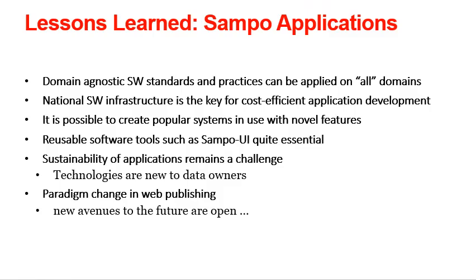The work presented on developing Sampo applications demonstrates that domain-agnostic semantic web standards and practices can be applied in virtually all domains. A national semantic web infrastructure is the key for cost-efficient application development. It is possible to create systems that are popular in use and have lots of novel features. Reusable software tools such as the Sampo UI have been quite essential in developing the systems. Sustainability of the applications remains a challenge as the technologies are still new to data owners. The line of research suggests a paradigm change in web publishing. New avenues to the future are now open.